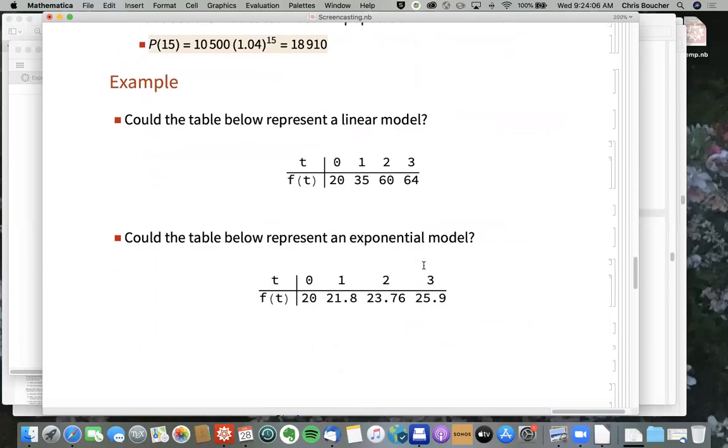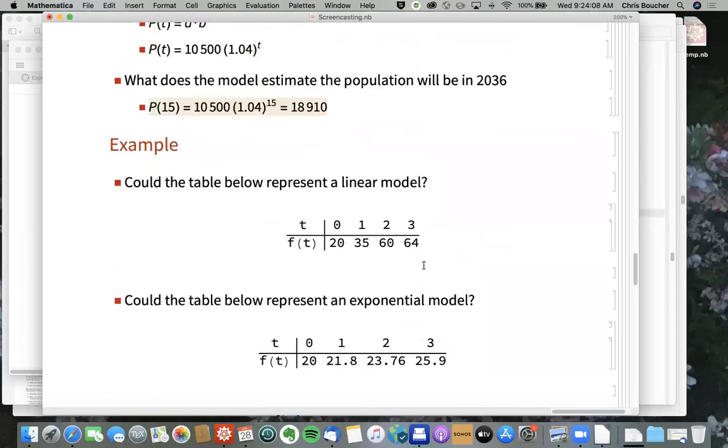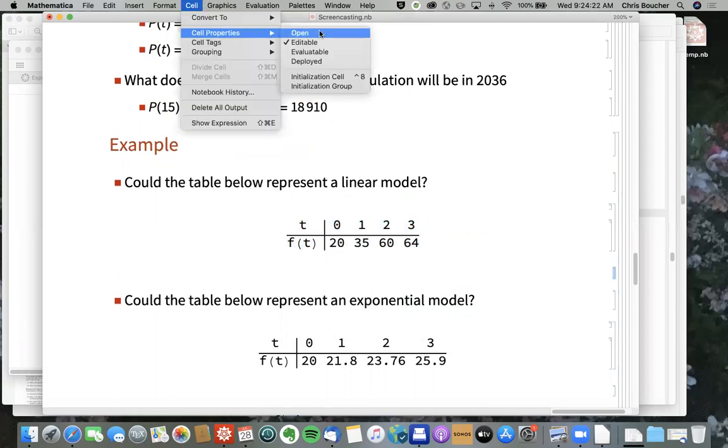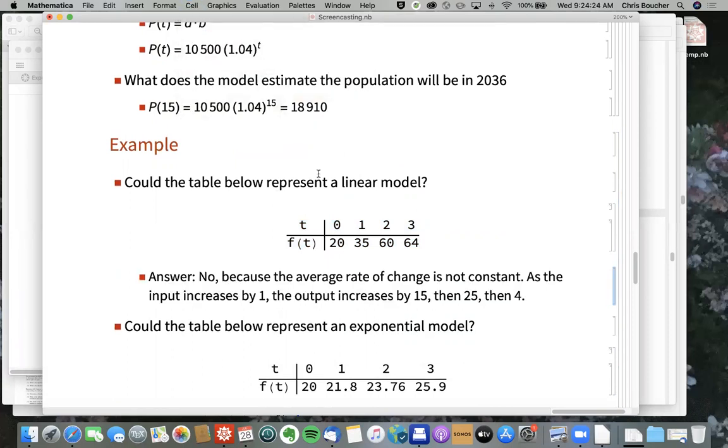Okay, a little more comparisons between linear and exponential models. So here's an input-output table. The question is, could this represent a linear model? Well, how are you supposed to know without knowing the formula of the function? The key here is to remember that linear functions have a constant average rate of change. And we can check this in the table, right?